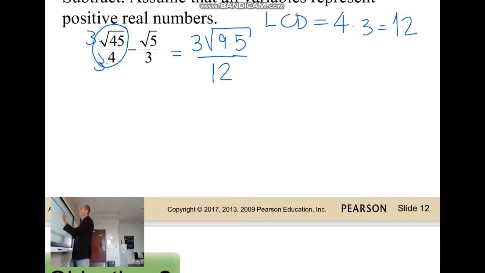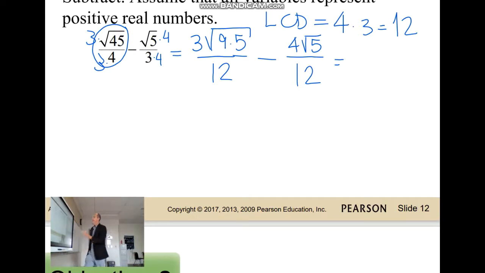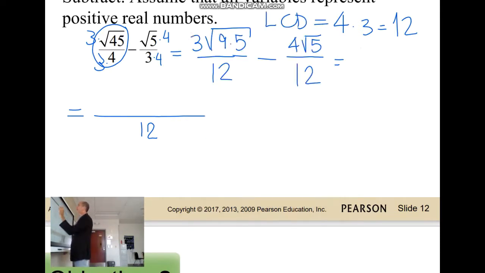The next fraction, minus, we're going to write with the lowest common denominator 12 as well, and we will multiply on the top and on the bottom by 4. So 4 square root of 5. And now we can just use one long line here with the 12 as the common denominator. And we also can get this 9 out of the radical.